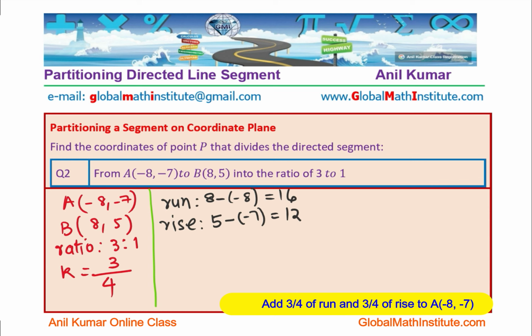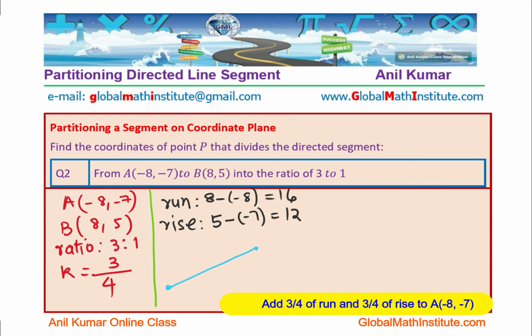So now, what is the K factor? We have to move how much? 3/4 of 16. Do you get the idea? So 3/4 of 16 we have to move, right? Also look at the diagram. A is (-8, -7). B is (8, 5), right? So the diagram is kind of like this this time.